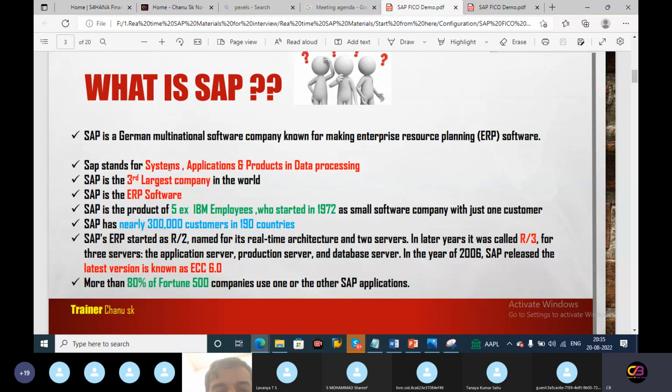Do you know what systems are? System means computers, laptops, or any PCs or any mobiles or any tablets that we can also consider as systems. Application means programming. Application means it's a software.